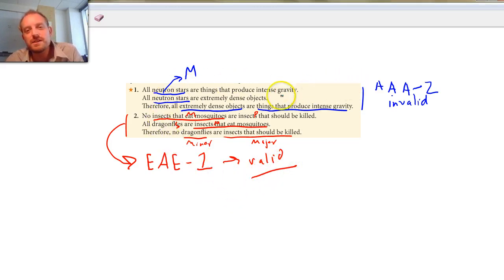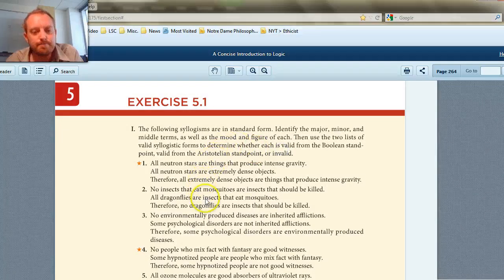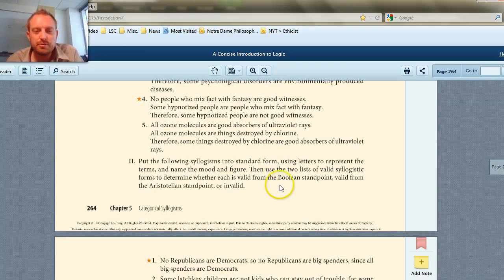So the first one is invalid. The second one was unconditionally valid. Who knows? The third one's probably conditionally valid, right? But at least that gives you a sense of what you're supposed to do in these homework exercises. Okay. So you can see here, the first sets of exercises are pretty simple.